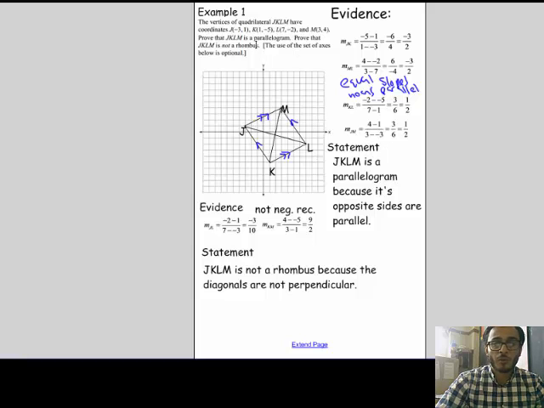So we showed the opposite sides are parallel, then we could say the figure is a parallelogram. Then the second part was prove it's not a rhombus. And so to prove it's not a rhombus, we showed or demonstrated, gave evidence that the diagonals are not perpendicular. And the evidence of that is that the slopes are not negative reciprocals.